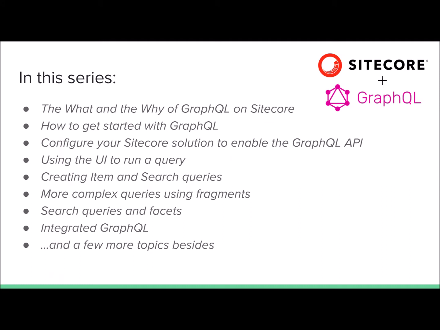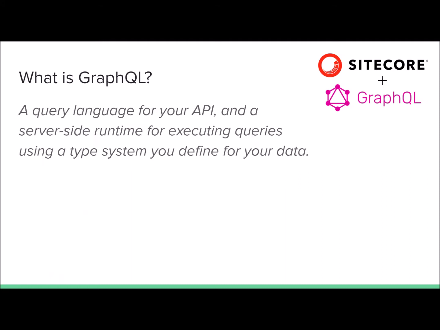We'll then build on those to do more complex queries using fragments. We'll look at search queries and faceting of search results. Quick look at integrated GraphQL, and then some more topics besides. So first, let's take a look at what GraphQL is and why we might use it with Sitecore. Then we'll get started configuring a default Sitecore installation to deliver the GraphQL API and run our first query.